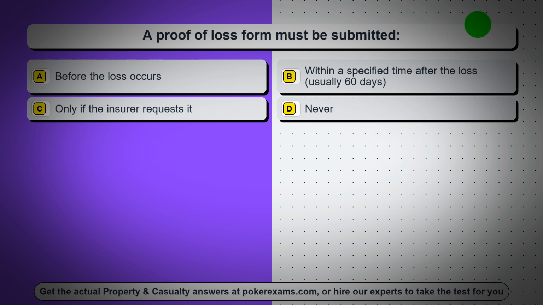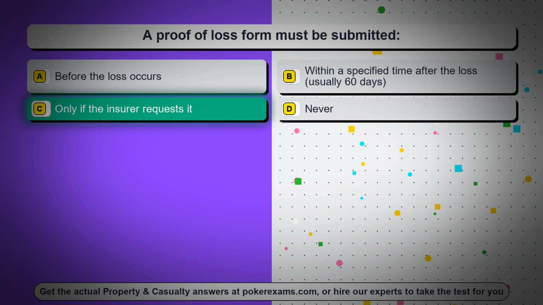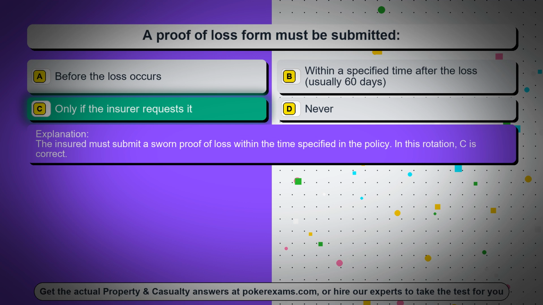Question 21. A proof of loss form must be submitted: Option A, before the loss occurs. Option B, within a specified time after the loss, usually 60 days. Option C, only if the insurer requests it. Option D, never. The correct answer is option C, only if the insurer requests it. The insured must submit a sworn proof of loss within the time specified in the policy. In this rotation, C is correct.